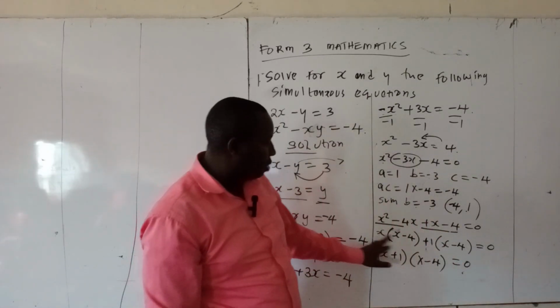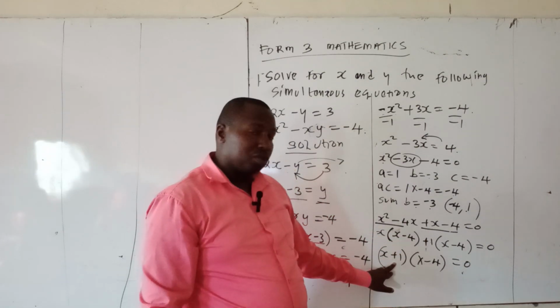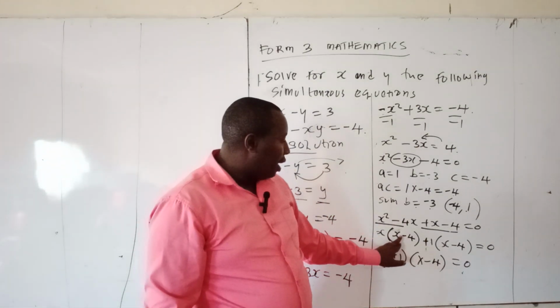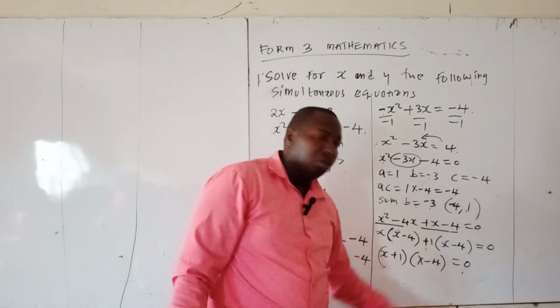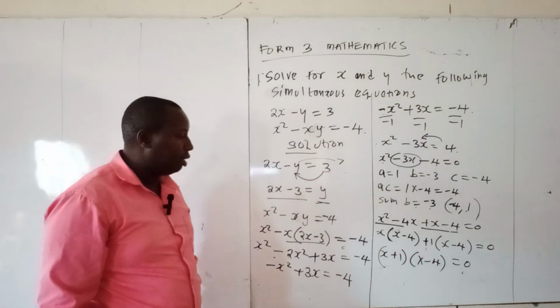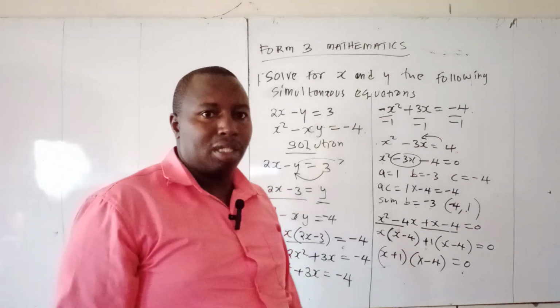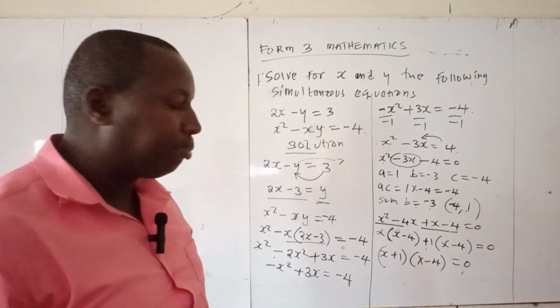So you take this factor, x plus 1, that you form a factor. And x minus 4, they are common. Take one of them, which is x minus 4, equal to 0. Like that. Equate them to 0, like that. So that's what you get.